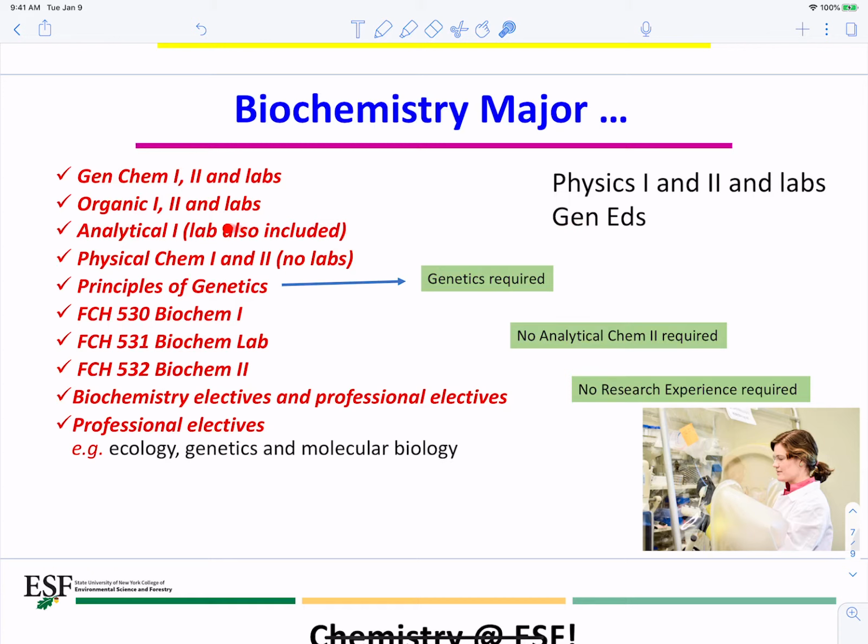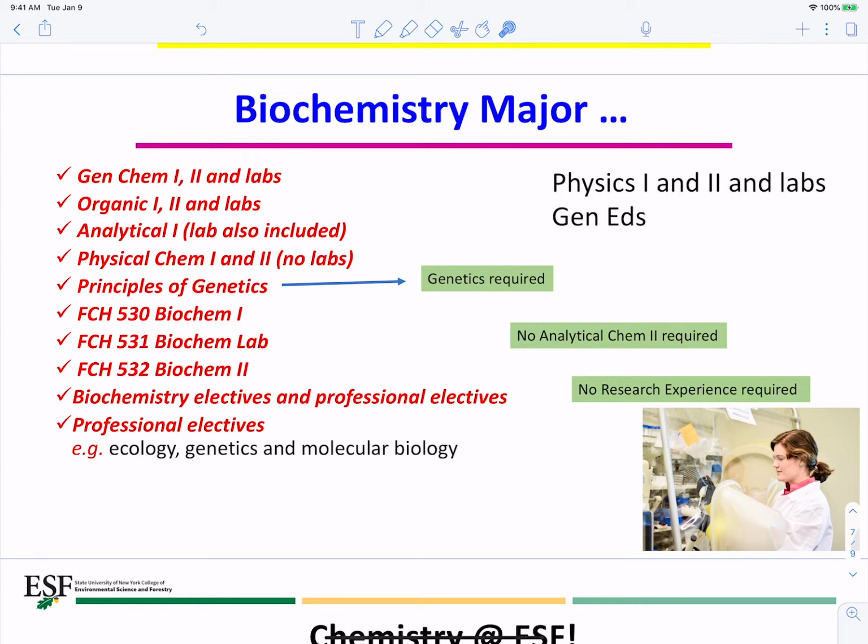Analytical, you only take one course in analytical, so analytical 2 is not required. However, you are required to take the principles of genetics. So genetics is a requirement of the biochemistry major. And then you would take these 3 biochemistry courses: biochemistry 1, biochemistry lab, biochemistry 2. These 3 courses are similar to the option area courses that we talked about before.